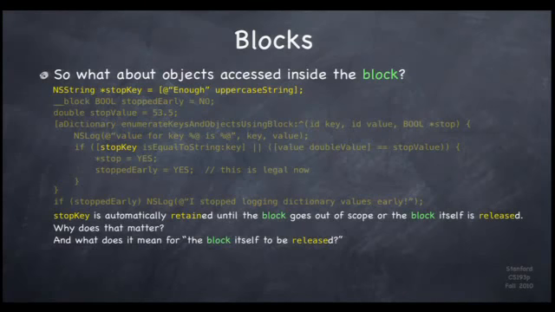The answer is it gets released when this block goes out of scope. In other words, it can't be executed anymore. Or if the block itself gets released. So the block acts like an object, right? It's an argument we're passing, and it is kind of a pointer to a thing on the heap.